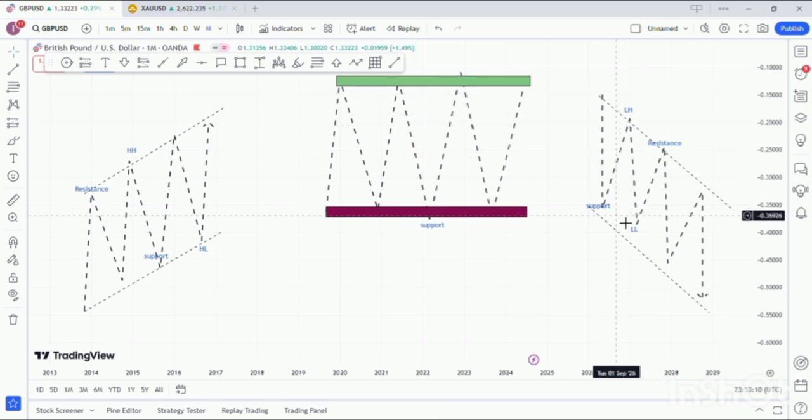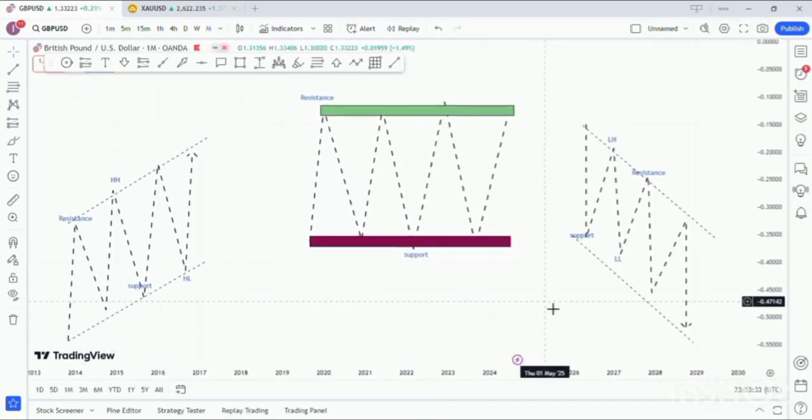So as you can see, each time price comes back to the lower high, traders are more enthusiastic to sell from the resistance zone. Each time price comes back to the lower low, which is a support zone, traders are more enthusiastic to buy from this zone. So we can consider this a valid resistance zone and a valid support zone.